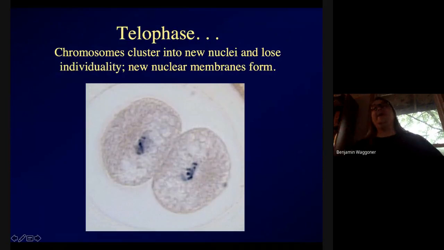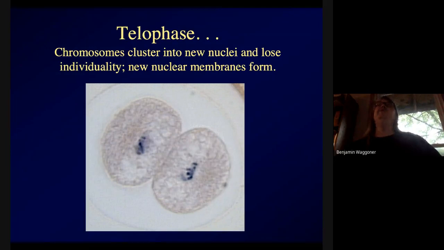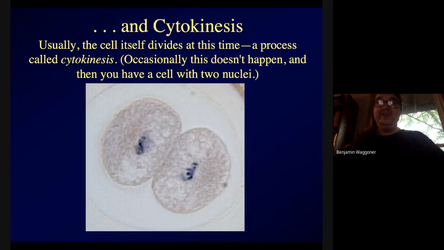And then at the end of it all, we call it telophase. And in telophase, chromosomes now clump up into new nuclei. New membranes form around them, and the chromosomes lose their individuality. They seemingly kind of dissolve into the grainy stuff that you saw at the very beginning when the cell was in prophase. New nuclear membranes form, so you end up with a cell with two nuclei. And usually, the cell itself will pinch in two at the same time, and that's a process we call cytokinesis.